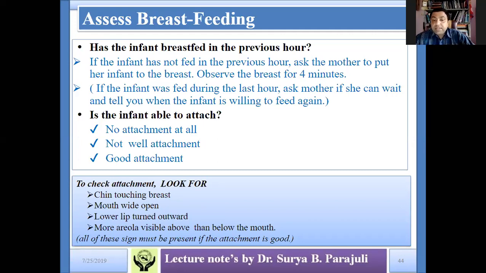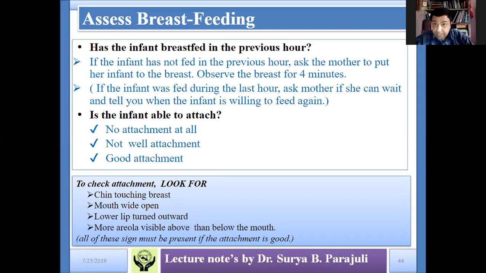If the infant was fed during the last hour, ask the mother if she can wait and tell you when the infant is willing to feed again. To observe the breastfeeding process, you need to look for: is the infant able to attach? No attachment at all, not well attached, or good attachment.